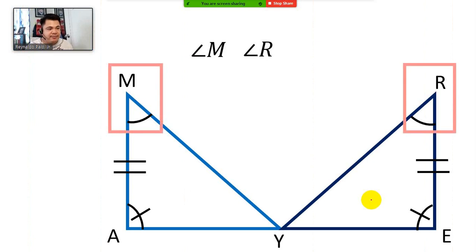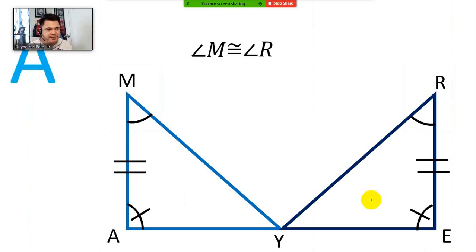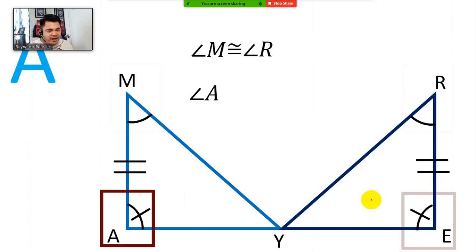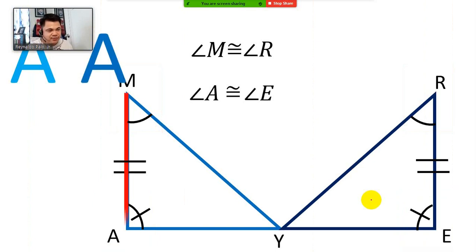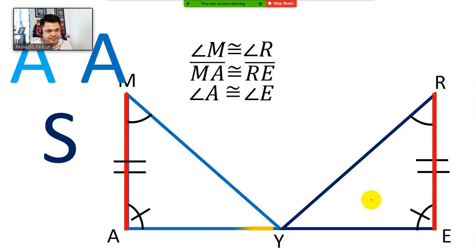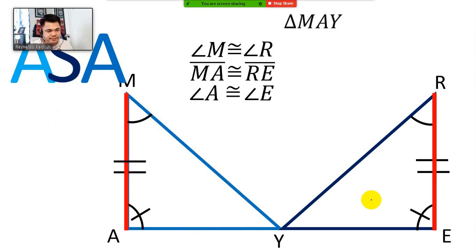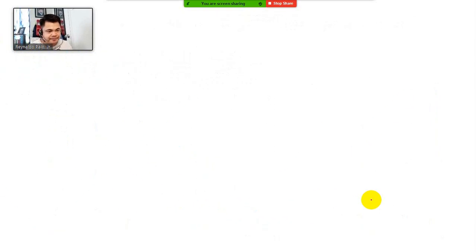Angle M is congruent to angle R, that's the first angle. Angle A is congruent to angle E, that's the second angle. And then, of course, the included side, we have segment MA congruent to segment RE. Alright, let's proceed. Therefore, we can say the triangle MAY is congruent to triangle REY.